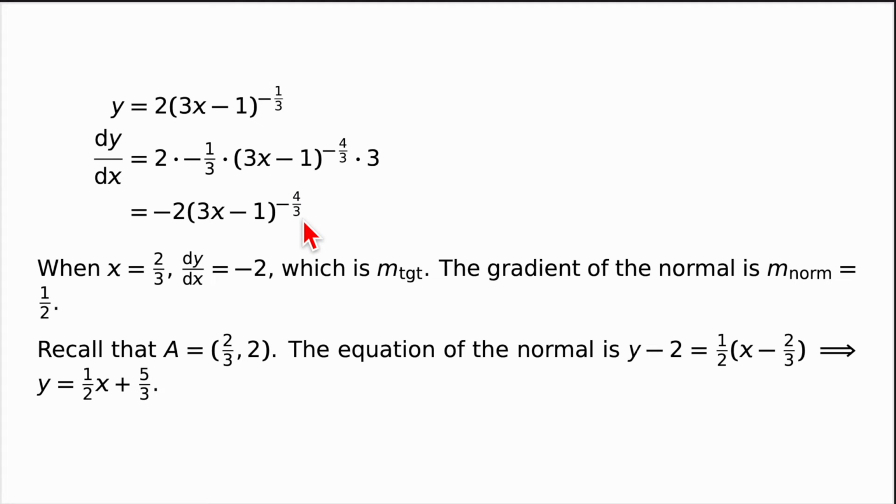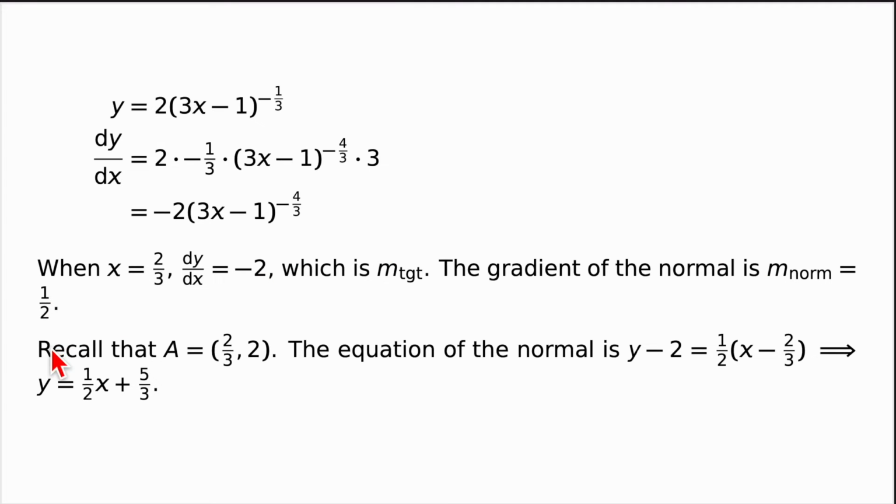That gives you the gradient at any value of x, but we'd like to know what the gradient is at x equals 2/3. So when x equals 2/3, dy by dx is equal to minus 2. And that's the value of the gradient of the tangent. The gradient of the normal is negative 1 divided by that. So the relationship between the normal and the tangent is that one is negative 1 divided by the other. So the gradient of the normal is going to be negative 1 divided by negative 2, which is positive a half.